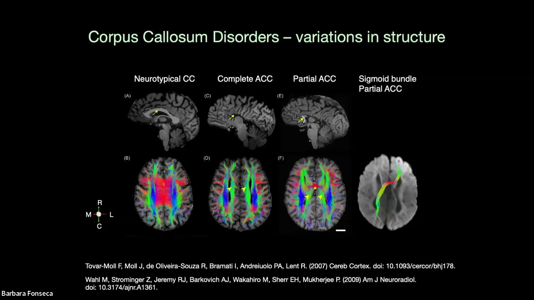And in this person, you can see partial agenesis. Now you can see these green fibres here. These are the probst bundles. But you can see a few little red fibres because this is partial, so there's a few fibres crossing. And this person actually, which we sometimes see in people with partial agenesis, has something called a sigmoid bundle. It's not normally seen in neurotypical individuals, but it's a connection from the frontal part of one hemisphere to the occipital part of the contralateral hemisphere.